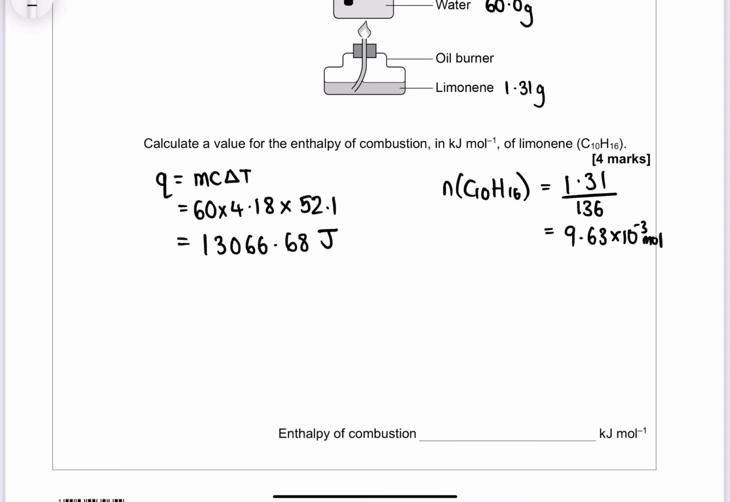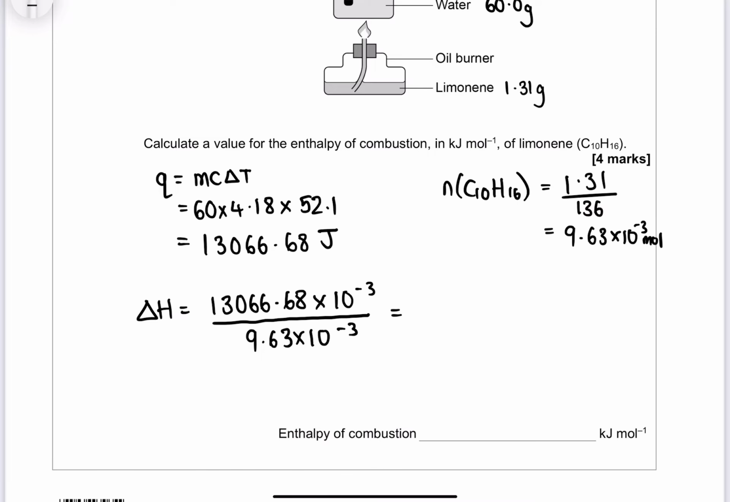So what was the energy change per mole in kilojoules per mole? So 13066.68, but into kilojoules, so divide it by 1,000 or times 10 to the minus 3, divided by the number of moles that we have. That's coming out as 1,357.